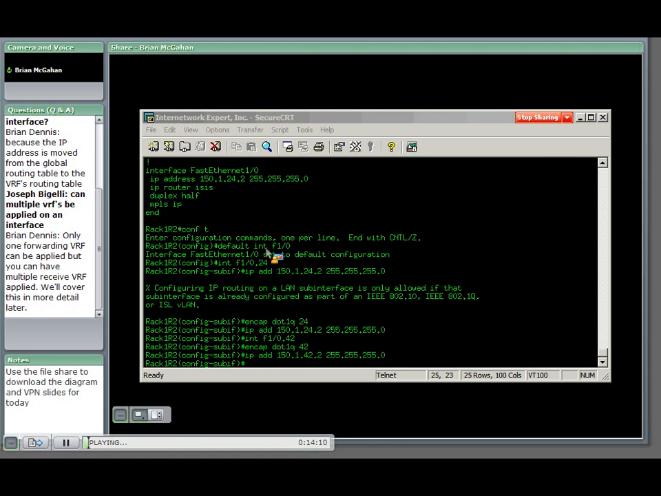There's a couple questions here. Is there any reason for removing the IP address of the interface? Like Brian Dennis said, once you apply the VRF, you are moving the interface from the global routing table into the VRF routing table.